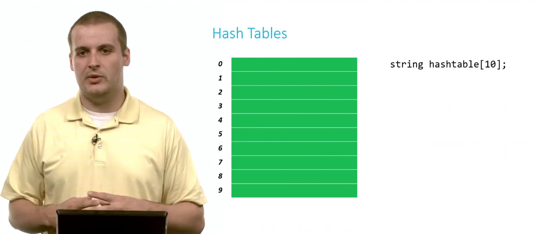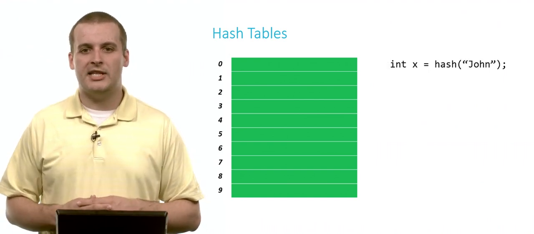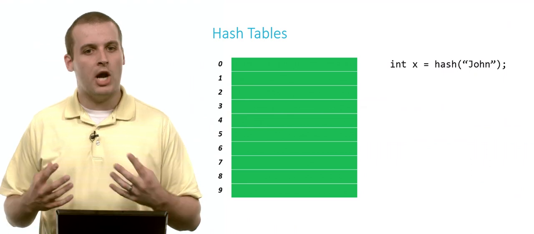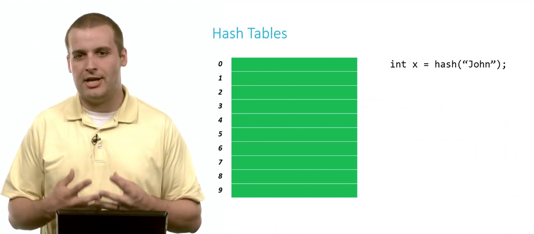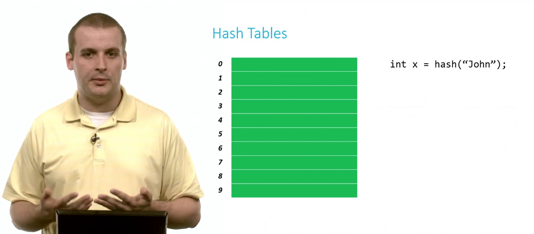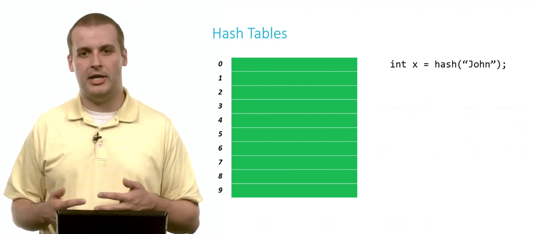It's got 10 elements in it, so we can fit 10 strings in it. Let's say we want to hash John. So John is the data we want to insert into this hash table somewhere. Where do we put it? Well, typically with an array so far, we probably would just put it in array location 0.